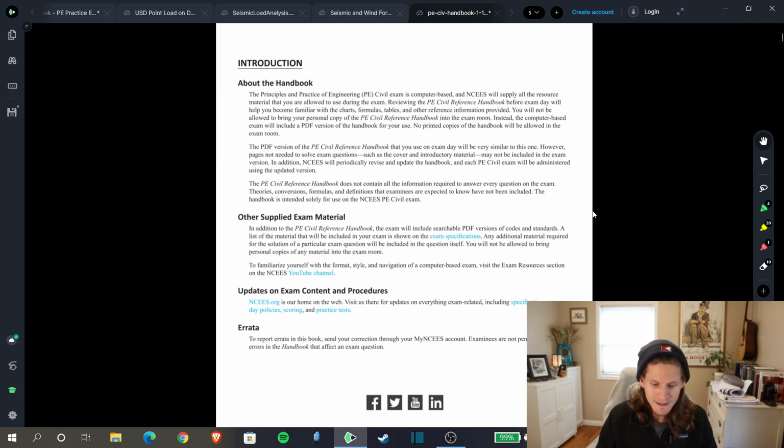So at the very beginning here, you can see in the introduction, I would say read through this for yourself before you start diving head first and understand the information that they're trying to get across to you. Down below, under other supplied exam materials, they give links to lists of all those materials that they're gonna be referencing, codes, as well as this PDF.